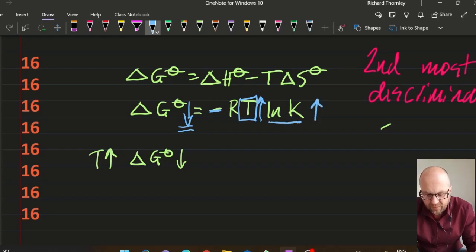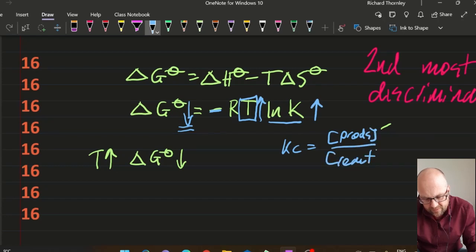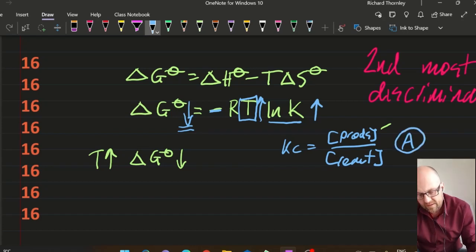So if you increase the temperature, delta G goes down and ln K goes up. So ln K is related to the equilibrium constant. And so if the equilibrium constant goes up, that means there's more products than reactants in the ratio, and so it means it shifts right. So A is wrong. It would shift right if you increase the temperature. That's horrible.